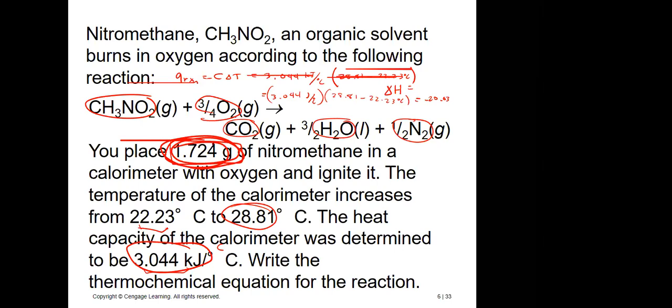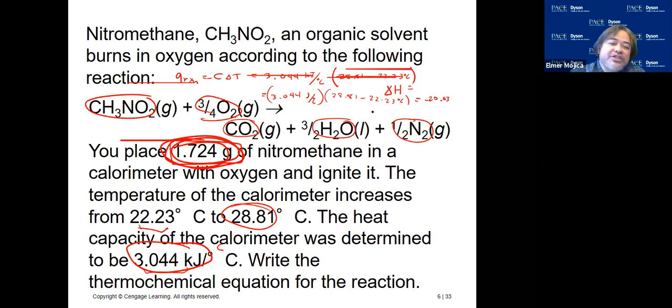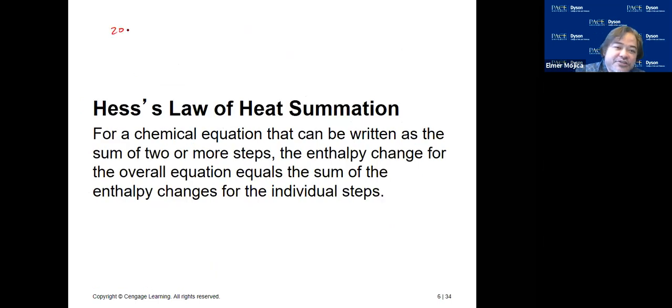Yes. Try to understand it. I ask you, this 20.03, that was measured by the calorimeter. But the question now, who was responsible for that heat? So the one responsible for that is the nitromethane that you put there. So if we're going to continue on that, what does it mean? So for the 20.03 kilojoules, we put a negative there. That came from 1.724 grams of the nitromethane.